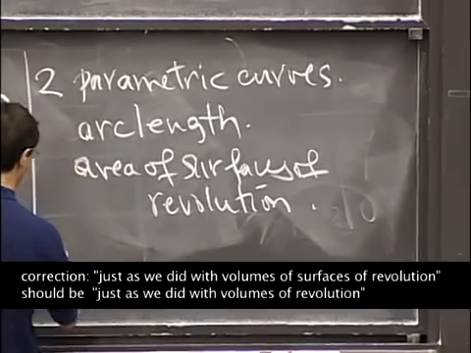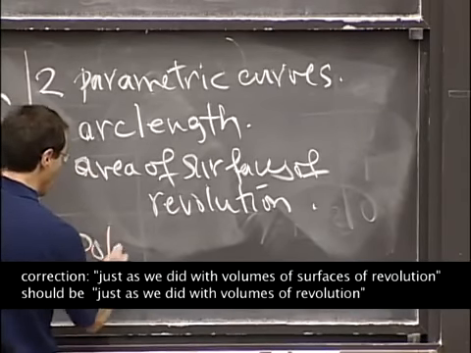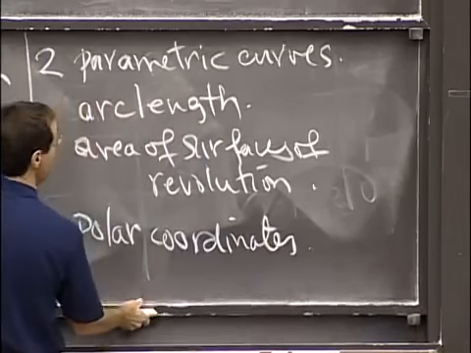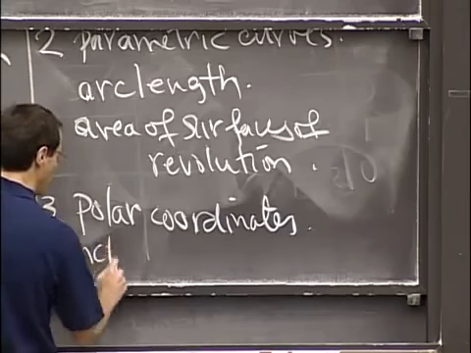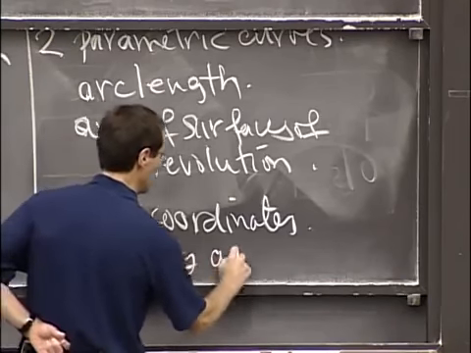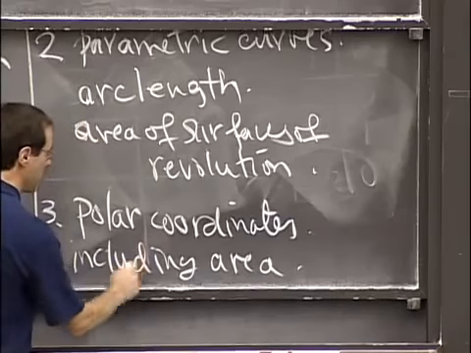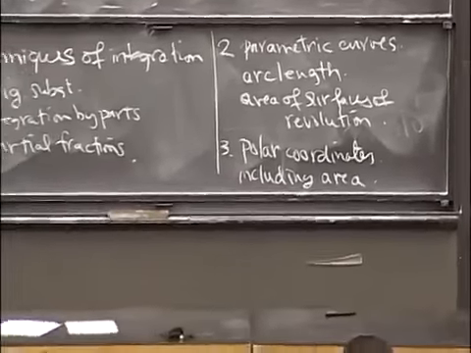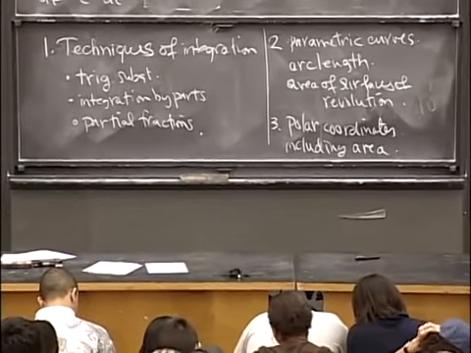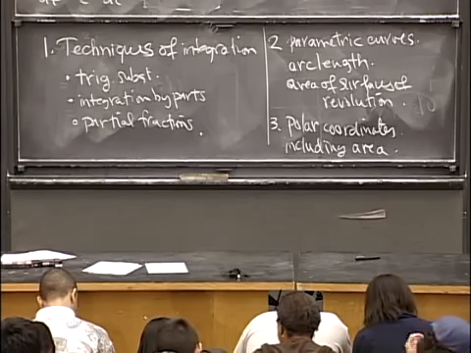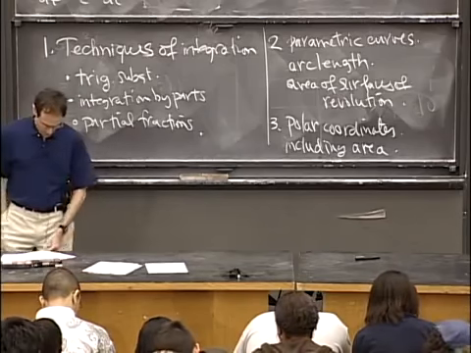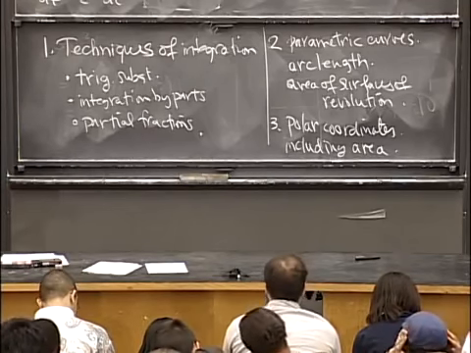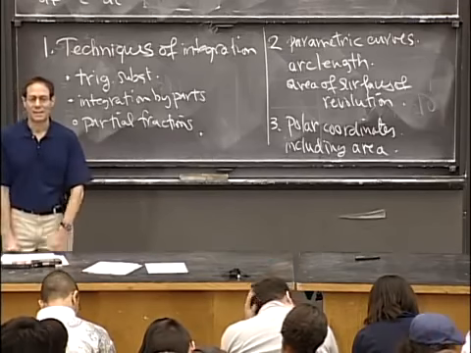And then there's a final topic, which is polar coordinates, and area in polar coordinates. All right, that's it. That's what's on the test. There are 6 problems. They're somewhat similar to last year's. I'd say the test is maybe a tiny bit more difficult. We'll see. We'll see.